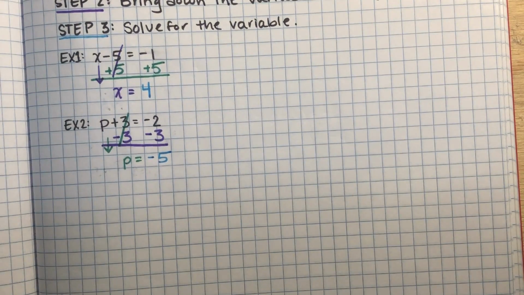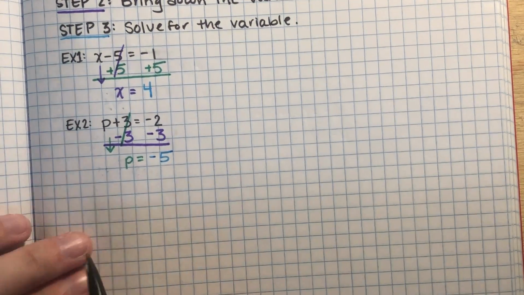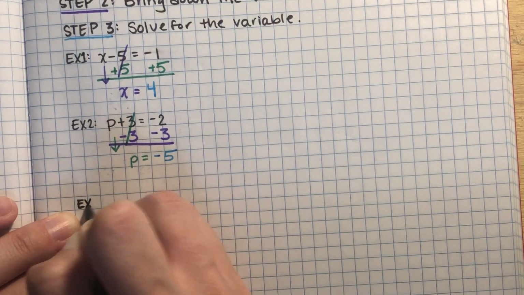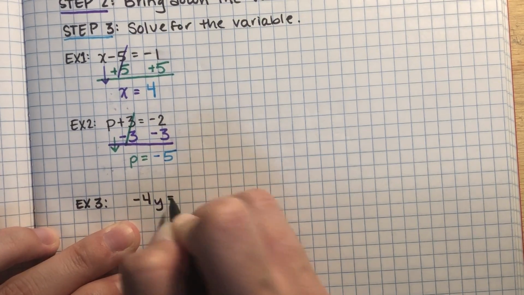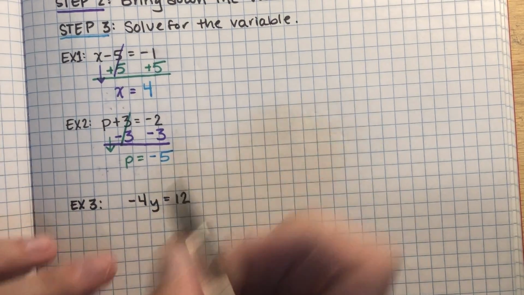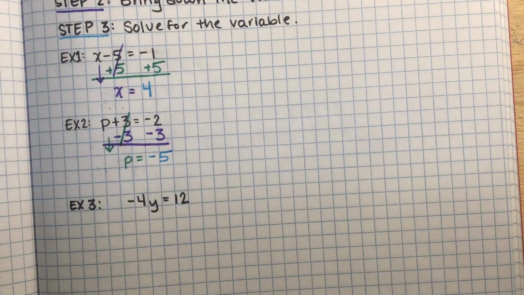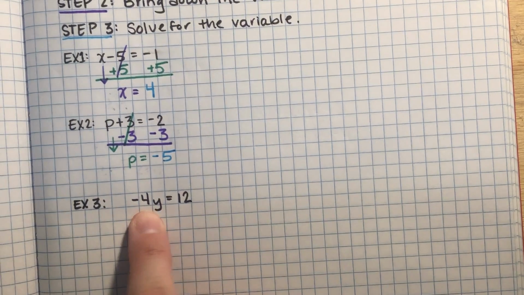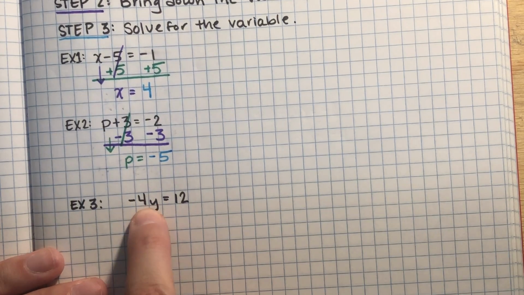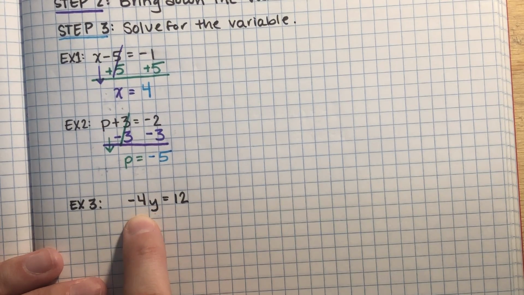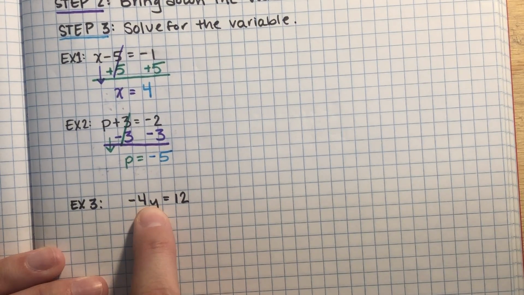All right, another type of one-step equation we might have. Example 3: if we had negative 4y equals 12. This one, we don't see a symbol at all. Because we don't see a symbol in between these two, when they're right next to each other, we don't have a plus, a minus, or a division. That means that we're multiplying here. So when you don't see a symbol, that means we're multiplying.